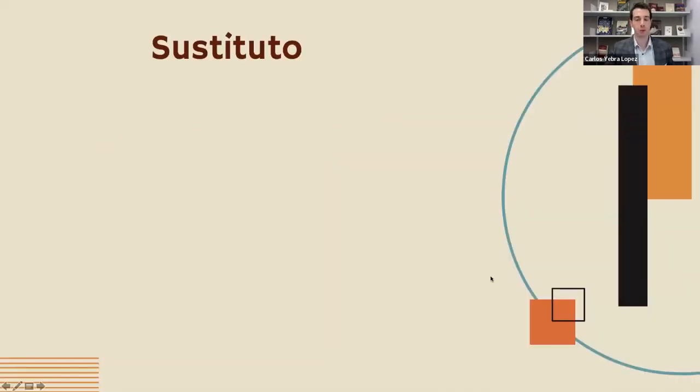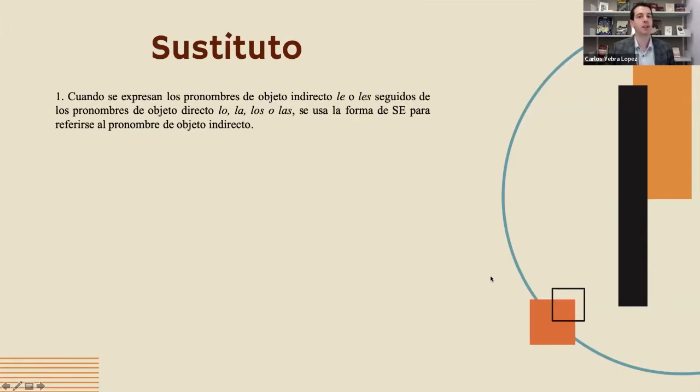Now, let's talk about the paradigmatic se. When do we use it as a replacement? Well, whenever the indirect object pronouns le or les are followed by a direct object pronoun such as lo, la, los, or las. In that case, le or les, depending on the case, are transformed into se. So for instance, if I say, a mi amigo le compré el libro, meaning I bought a book, libro, to my friend, a mi amigo.